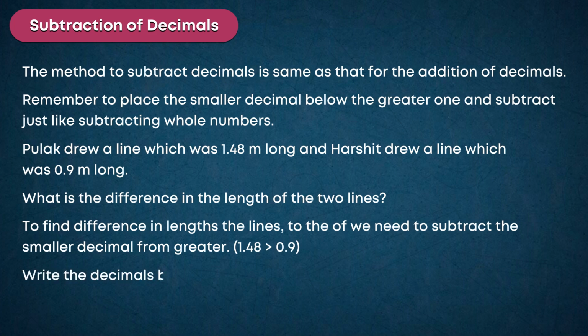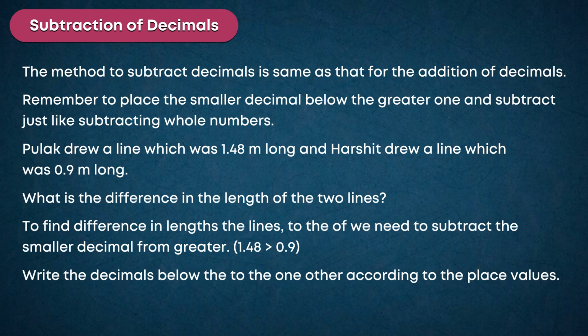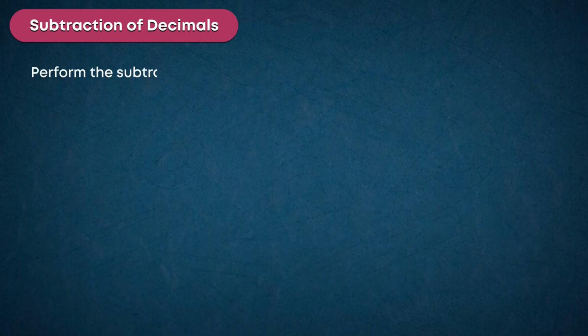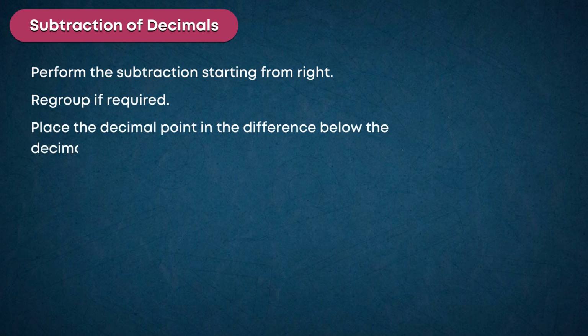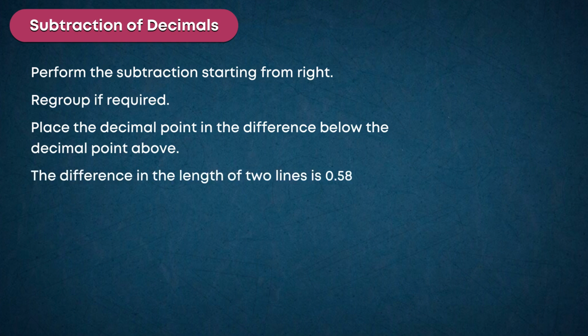Write the decimals one below the other according to the place values. Change into like decimals if required. Perform the subtraction starting from the right. Regroup if required. Place the decimal point in the difference below the decimal point above. The difference in the length of the two lines is 0.58 m.